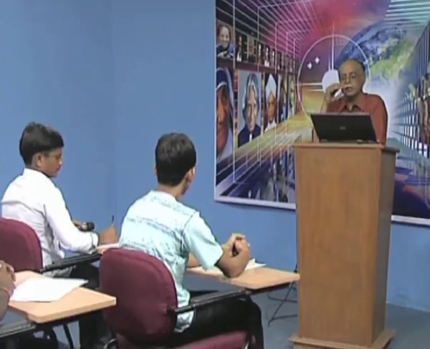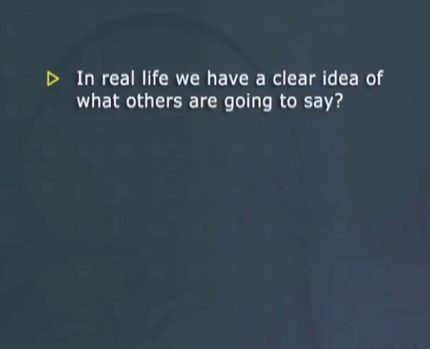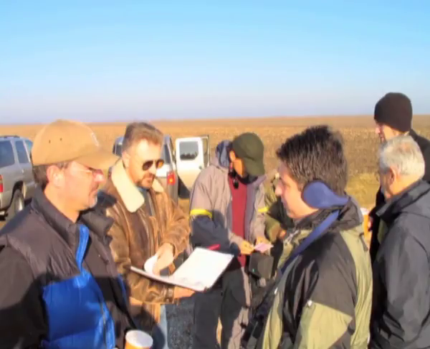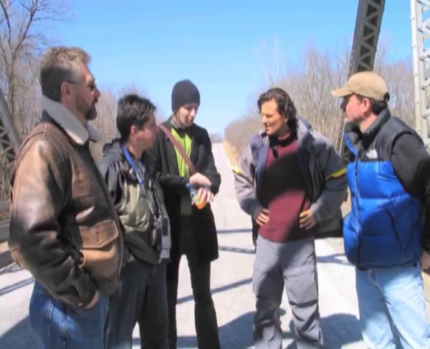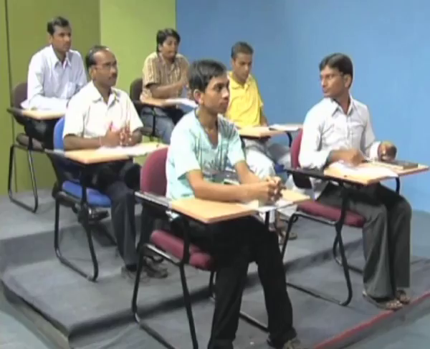The first sentence is like this: in real life we have a clear idea of what others are going to say. Means I do not need to ask questions at all. I already know what the other person says. So, there is no problem of communication breaking down. In the world outside, I meet strangers. When I talk to them, I already know what they want to talk to me about. Is this true? Have you met strangers in the world outside? Have you spoken to them? Have you got a clear idea of what they have to say? No, you do not have.